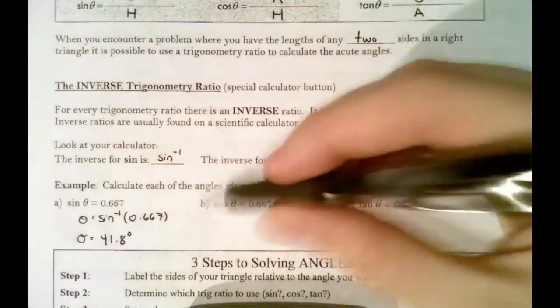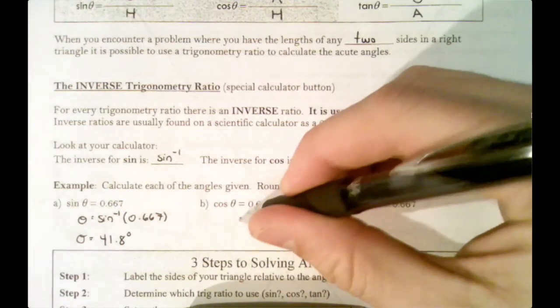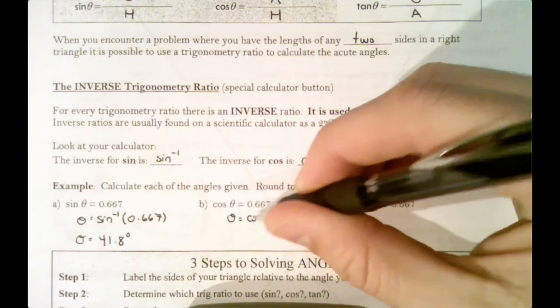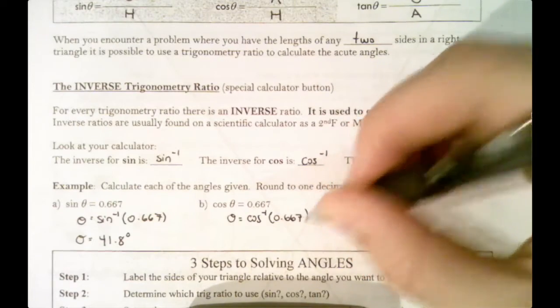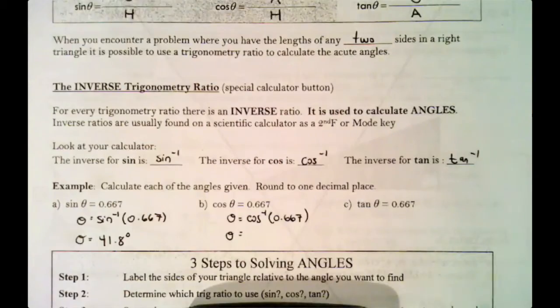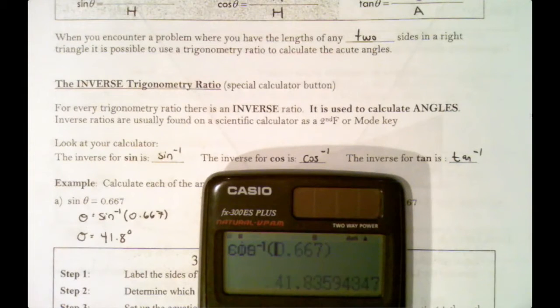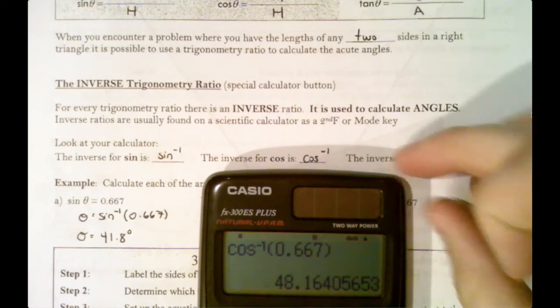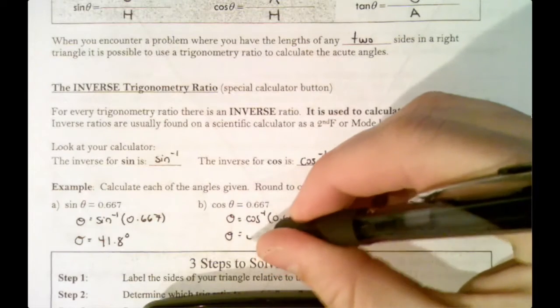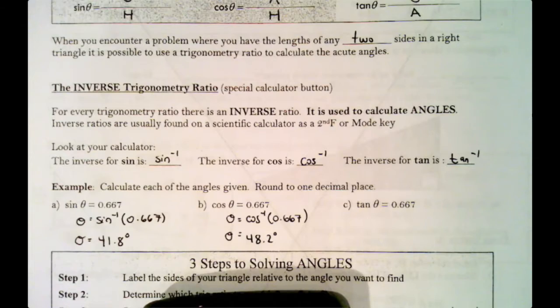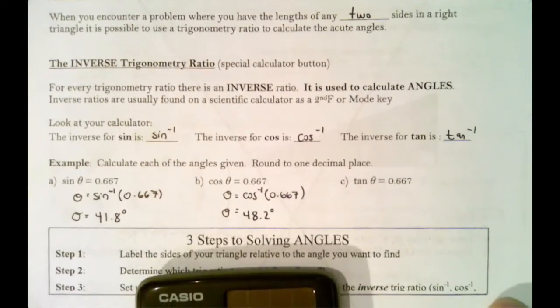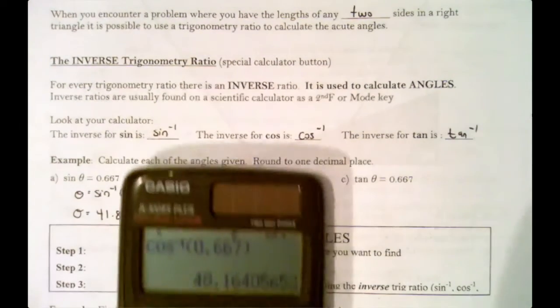If we have cos theta equal to that same ratio, we would just do cos inverse of 0.667, and that would give us second cos, 0.667, and we get 48.2. Now, if you're not getting these two numbers, you're probably just not in degree mode. Reset your calculator or change the mode to degree.